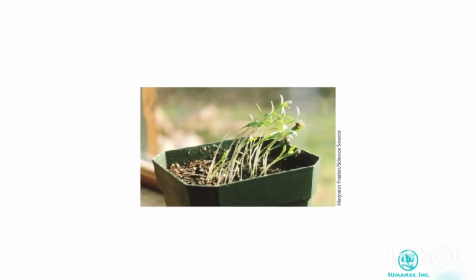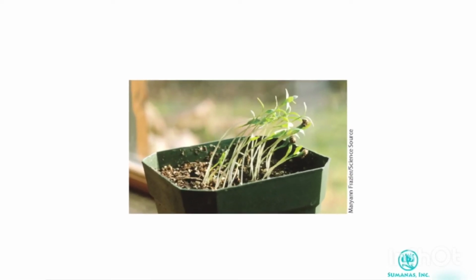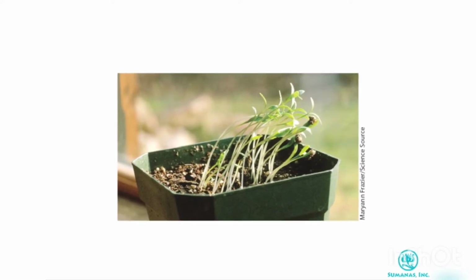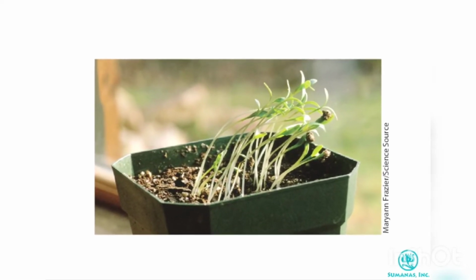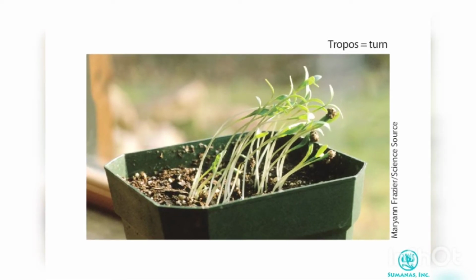Plants don't have eyes and therefore cannot see, yet they are quite adept at sensing and responding to their environment, which they do through various kinds of tropisms, from the Greek tropos, meaning turn. The growth of a plant shoot toward light is called phototropism. This is how leaves get the sunlight they need for photosynthesis, and it's why houseplants lean into the window.